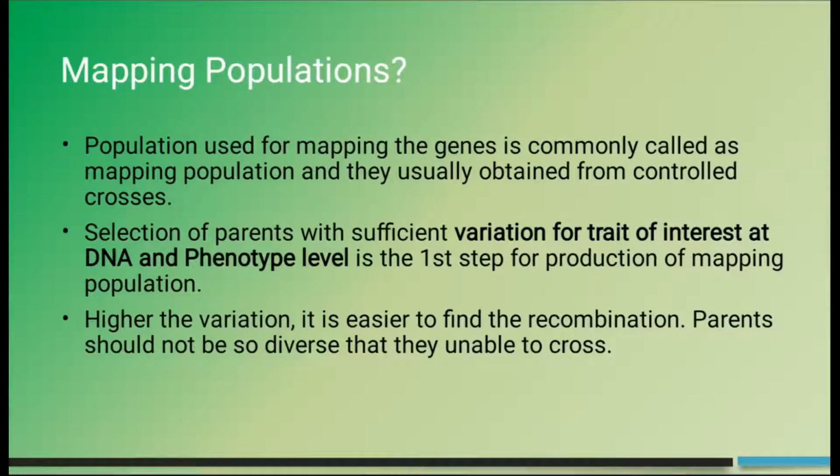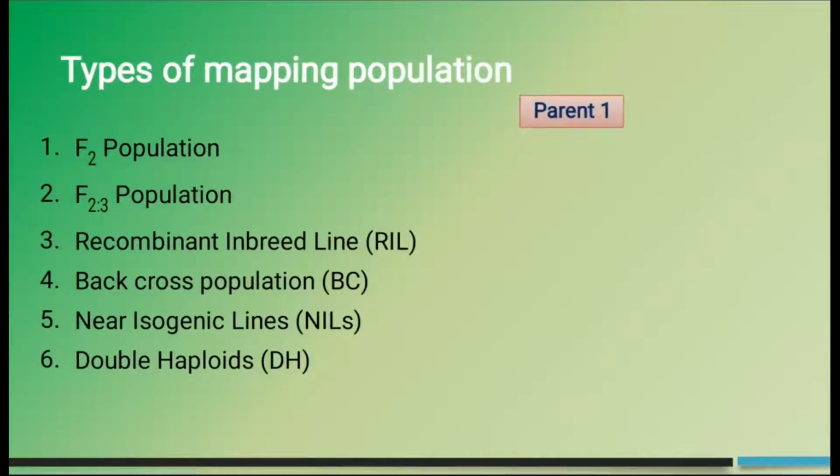The higher the variation between two parents, the easier it is to find recombination, but parents should not be so diverse that they are unable to cross. There are different types of mapping populations such as F2 population, F2-3 population, recombinant inbred lines, backcross populations, near isogenic lines, and doubled haploids.